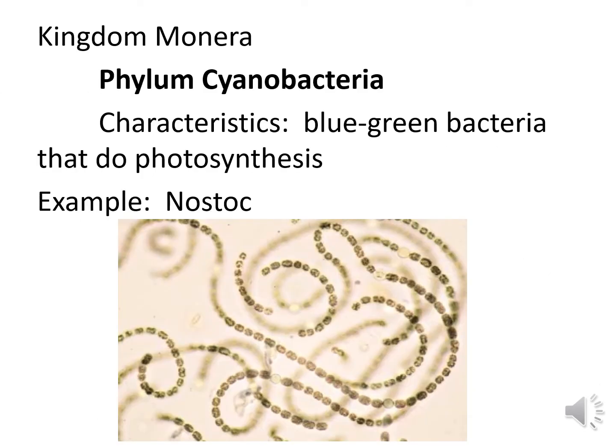Nostoc is in kingdom Monera, which is still prokaryotic and unicellular. It's in Phylum Cyanobacteria. Note the bold phylum, so the characteristics are the characteristics of the phylum. These characteristics would be blue-green algae that does photosynthesis. Why does it look more brownish green in the picture? I don't know. It's blue-green in real life.